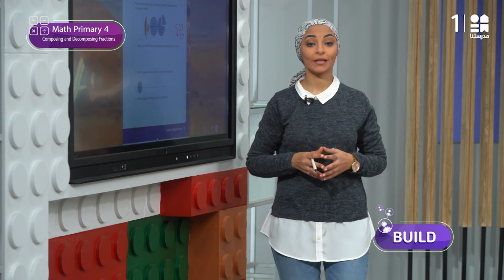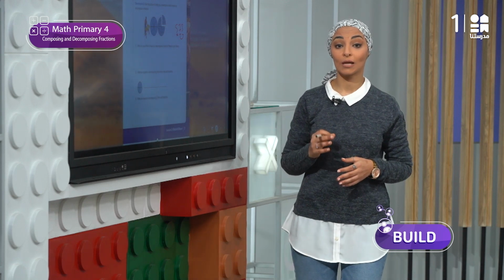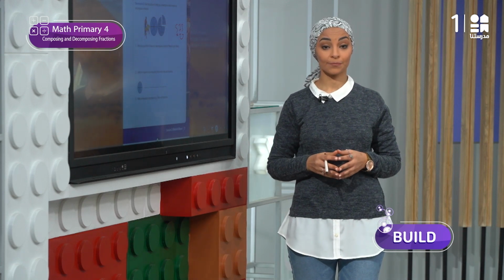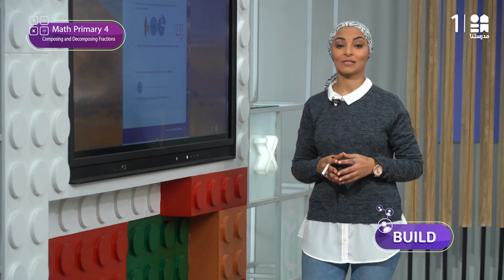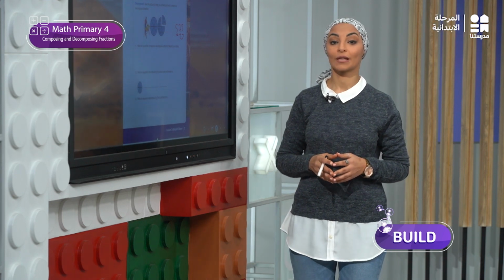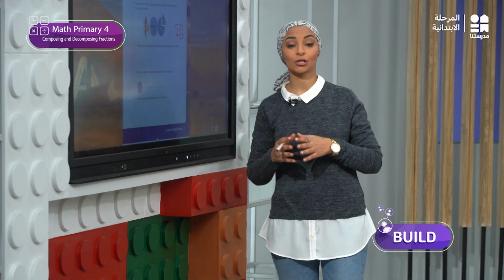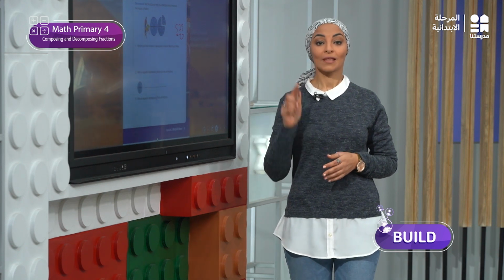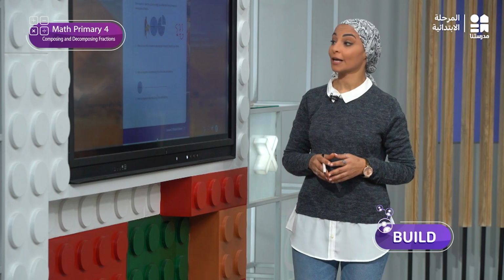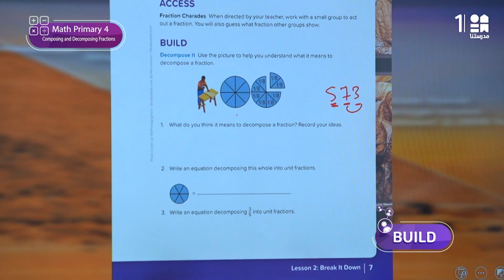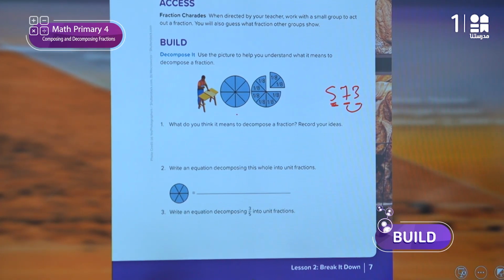What happened in both cases is that we broke down the number into smaller parts. That's exactly what happens in the fraction. We break them down into smaller fractions or unit fractions. That's what the picture of the carpenter explains in our book.